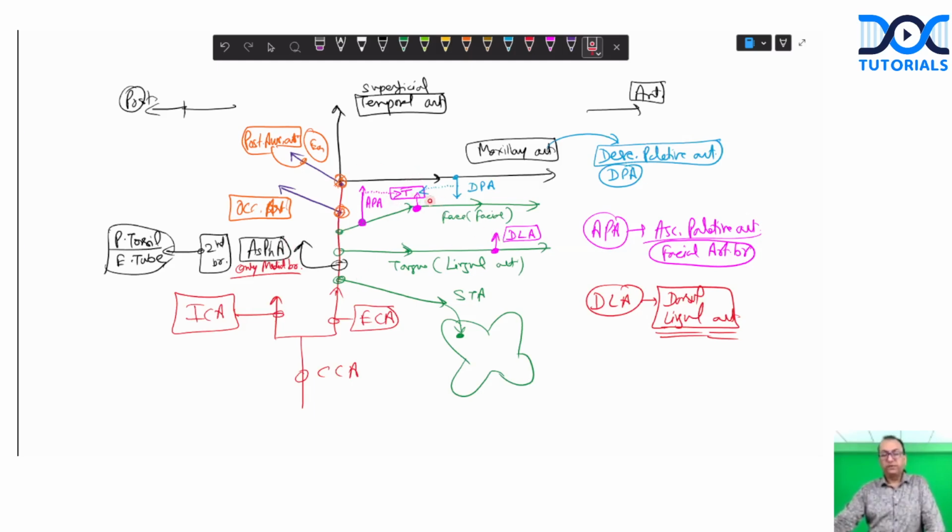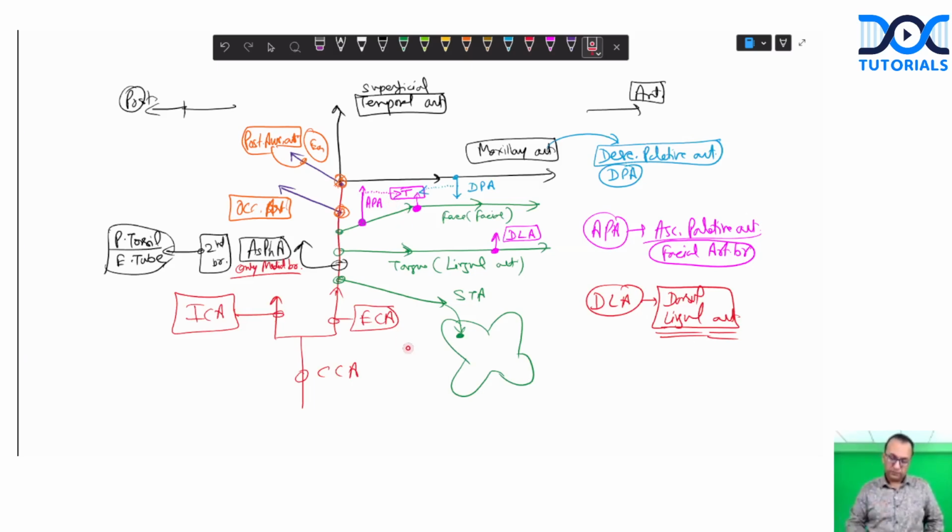And there are a few more which can supply. I'm not putting their names. There are others also which can supply. So five names you already have, and there are more. Yes. But we should remember at least five of them. Right. So we have looked at the territory of external carotid artery supplying the tonsil, palatine tonsil.